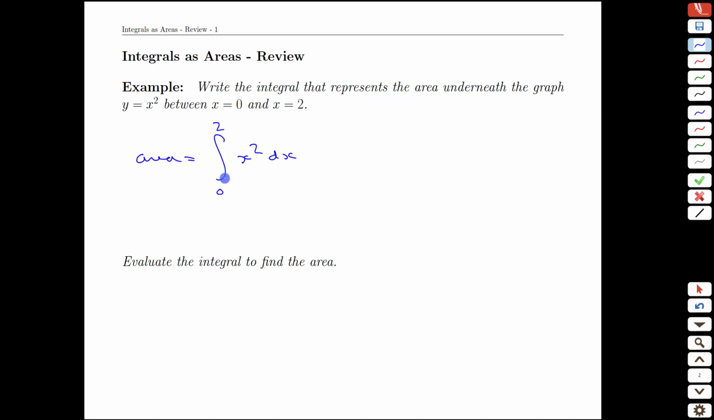Once we have that integral, we can use the fundamental theorem of calculus to evaluate it. We have the integral of x squared with respect to x. We take the antiderivative of the x squared. That gives us x cubed over 3. And we evaluate that at 2 and 0. And that's going to give us 2 cubed over 3 minus 0 over 3, or 8/3 square units.